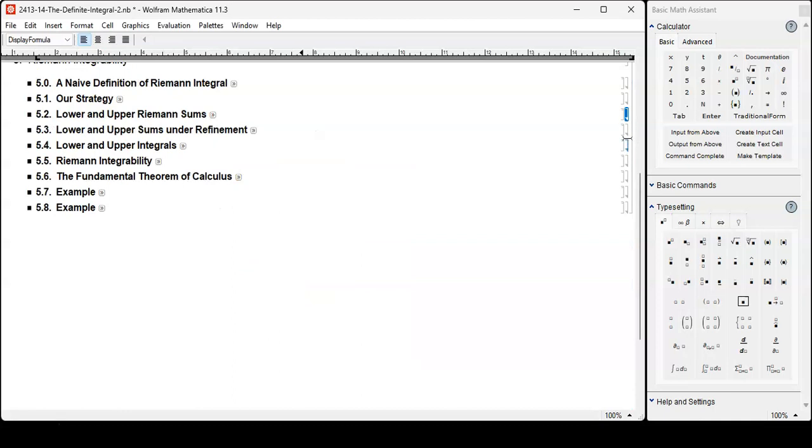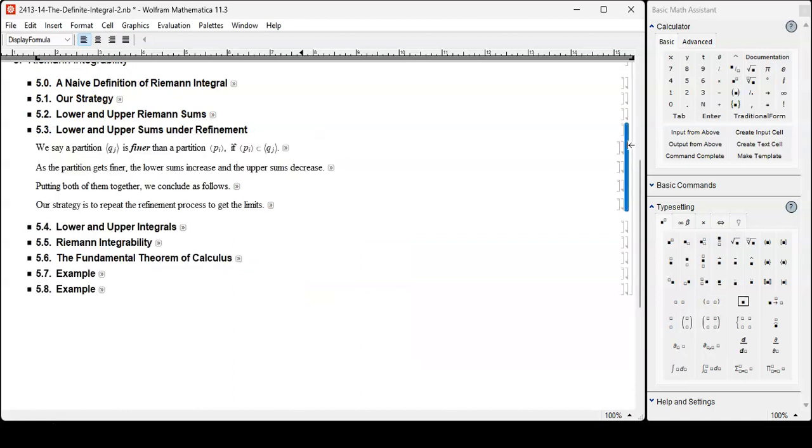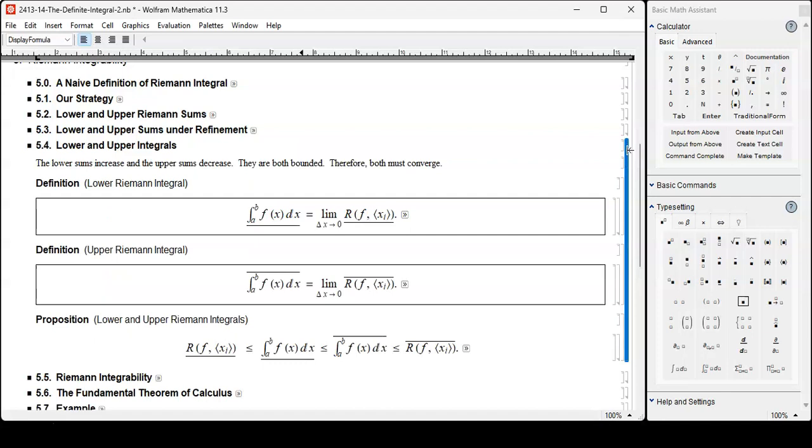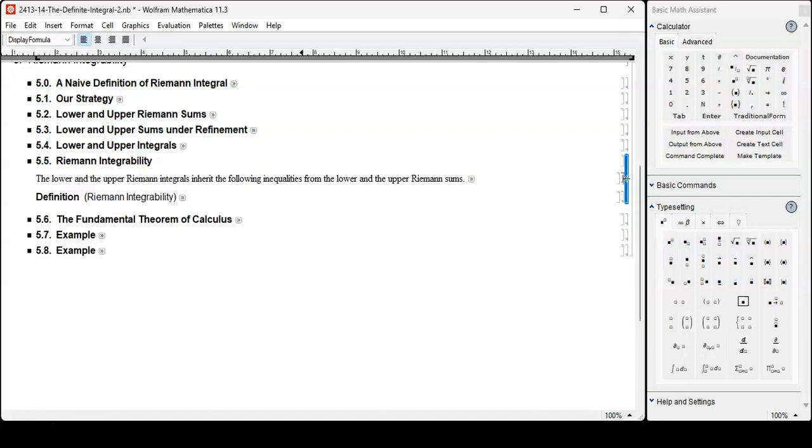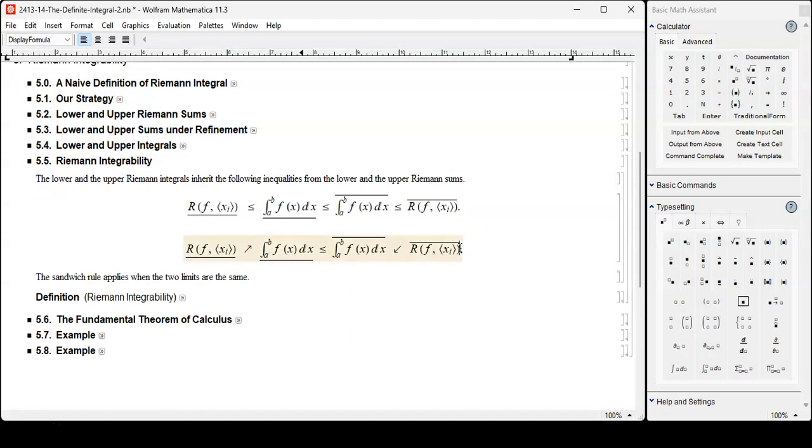It turns out, lower Riemann sums increase. Here, lower Riemann sums increase and upper Riemann sums decrease. We have increasing limit, which we called lower integral, and we have decreasing limit, which we call upper integral.